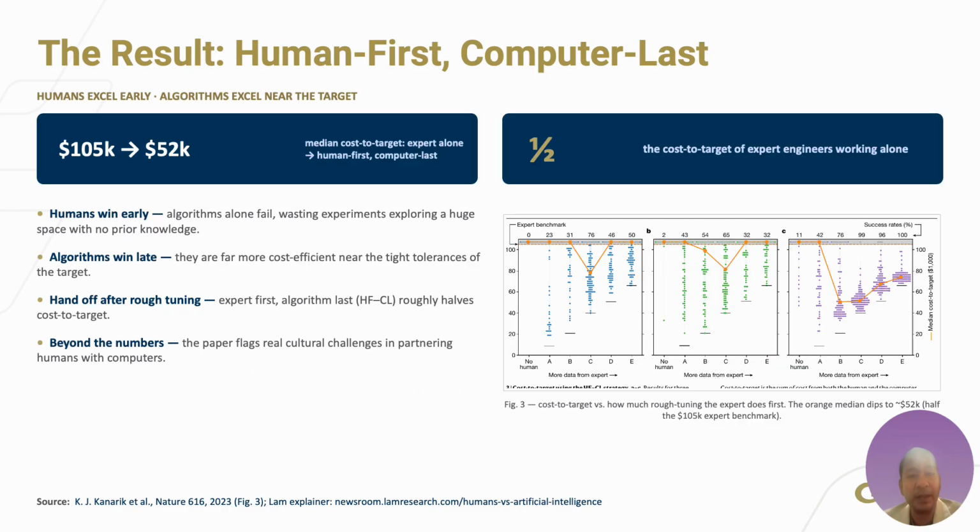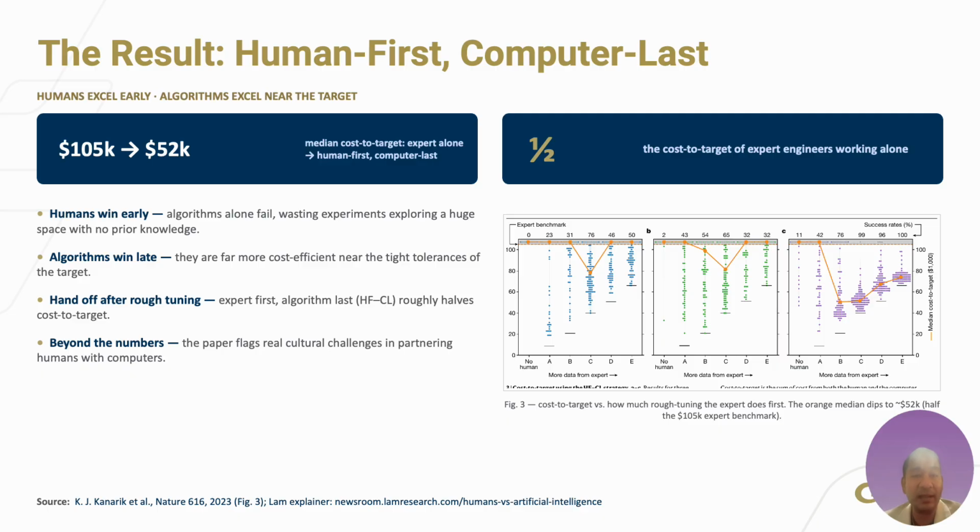Here is what they found. Human engineers were strong in the early rough tuning phase because they bring intuition and experience. The algorithms were strong at the end, fine-tuning near the target, where they are very efficient. On their own, the algorithms actually struggled to beat the experts because they wasted experiments exploring with no starting knowledge. But when the two were combined, the human does the rough tuning first and then hands off to the algorithm to finish. The cost of developing the recipe dropped by about half compared to experts working alone.